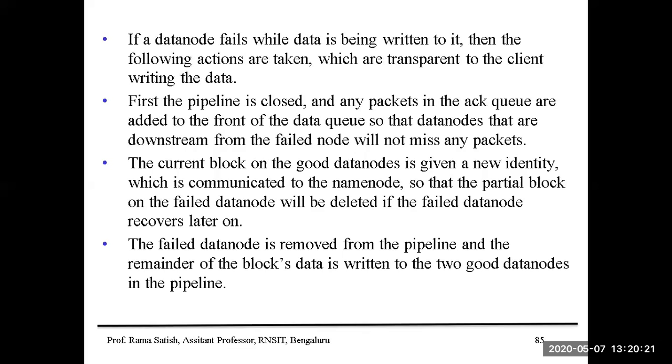The failed data node is removed from the pipeline, and the remainder of the block's data will be written to the 2 good data nodes. Suppose the first one is written and the second one is having some issue, so it is removed. The good data nodes are brought back, the list is brought back, and a new pipeline is created and it starts writing.